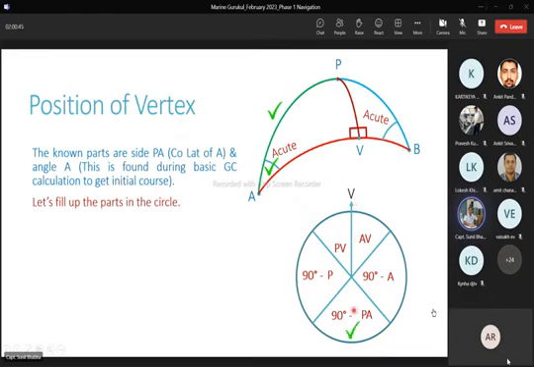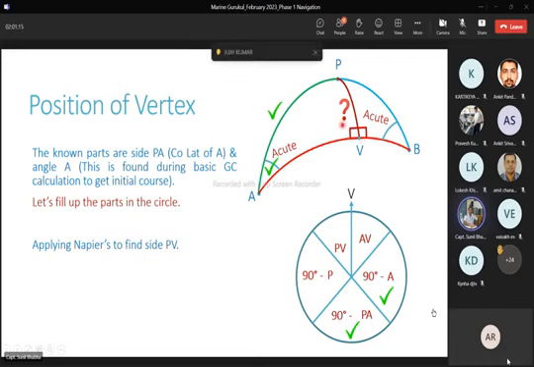Now in the cartwheel, what we know is the bottommost part, that is 90 minus Papa Alpha. This is known to us. And we also know the right side part, which is 90 minus A. So you can see the green color tick marks coming at both the parts. Now, applying Napier's rule, we will find out the part Papa Victor, or the side Papa Victor of this triangle. So you can see a question mark coming up on the diagram as well as in the cartwheel. So we have the Papa Victor part which is to be found.